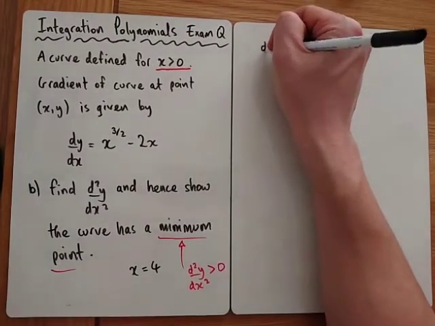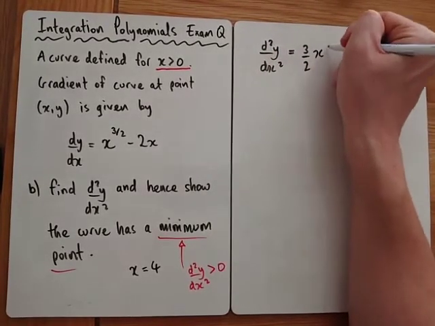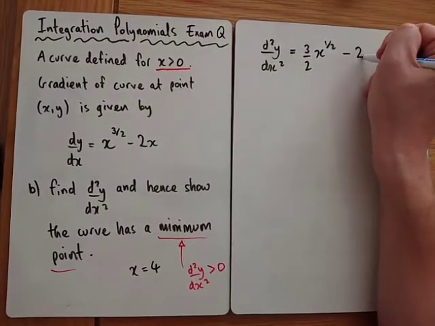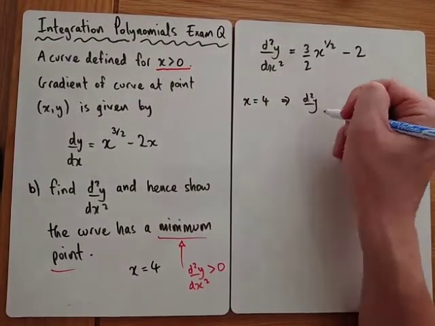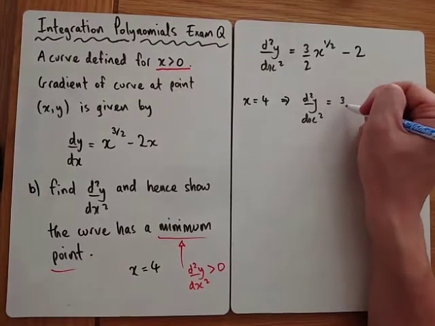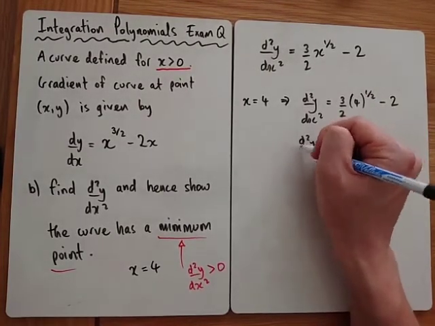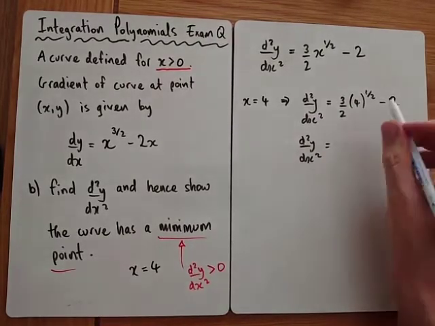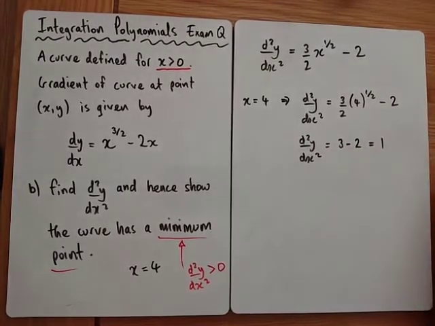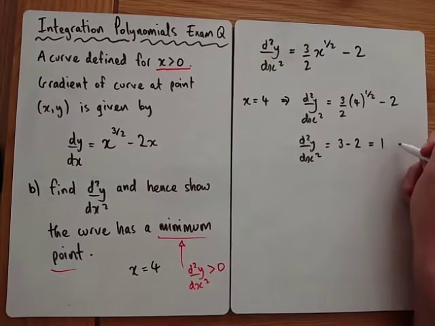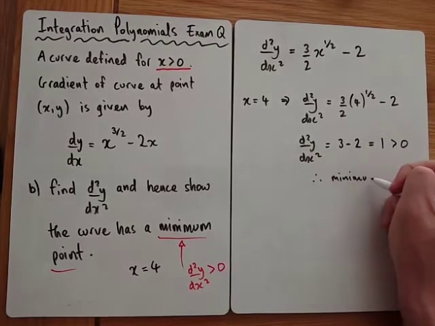So, second derivative, d2y by dx squared: times by the power, take 1 off the power, and minus 2x becomes minus 2. If x equals 4, d2y by dx squared, the square root of 4 is 2, so times by 2 divided by 2, we're left with 3 minus 2, which is 1. Now just back up what you're going to argue here. So we clearly state that 1 is greater than 0, and finish off by saying therefore minimum point.